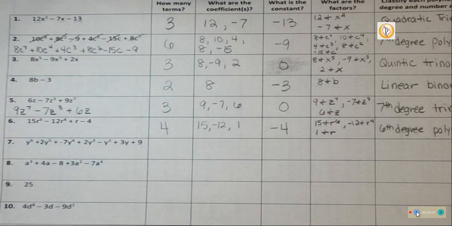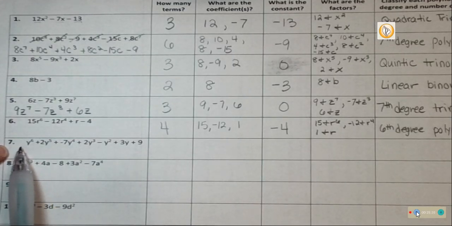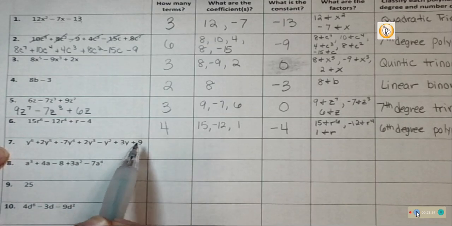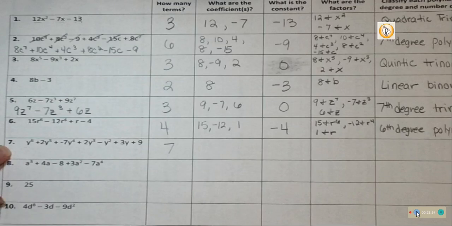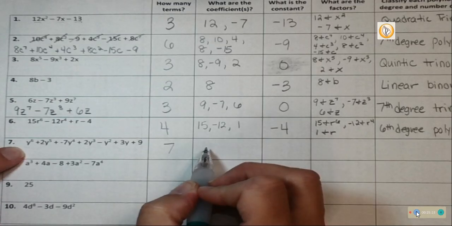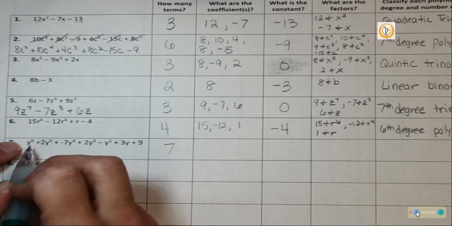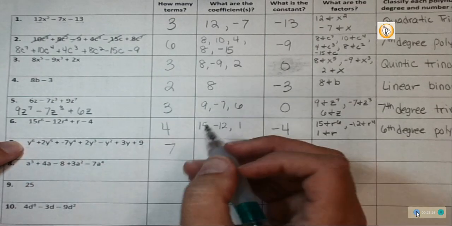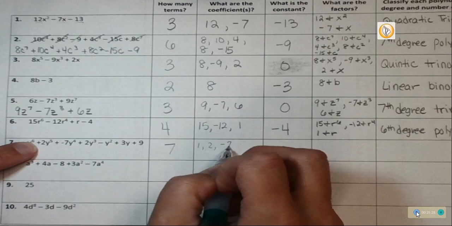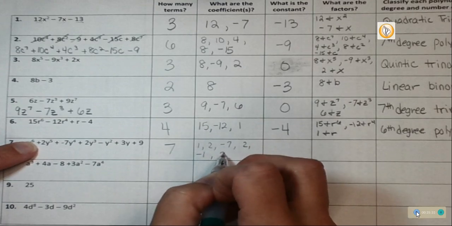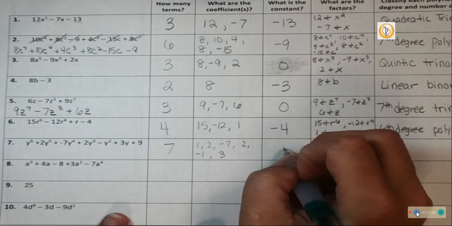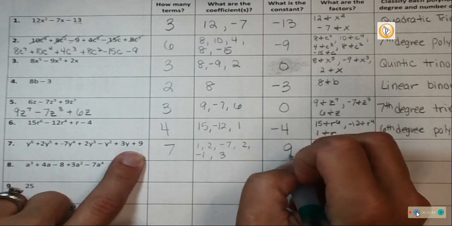All right, so most important thing here: how many terms have I got right here? So 1, 2, 3, 4, 5, 6, 7. Man. All right, my coefficients. I've got a lot of coefficients. What are my coefficients? There we go. I've got a 1, a 2, a -7, a 2, a -1, a 3. Now I list them in a different order and it's okay. All right, do we have a constant? 9. Very good.